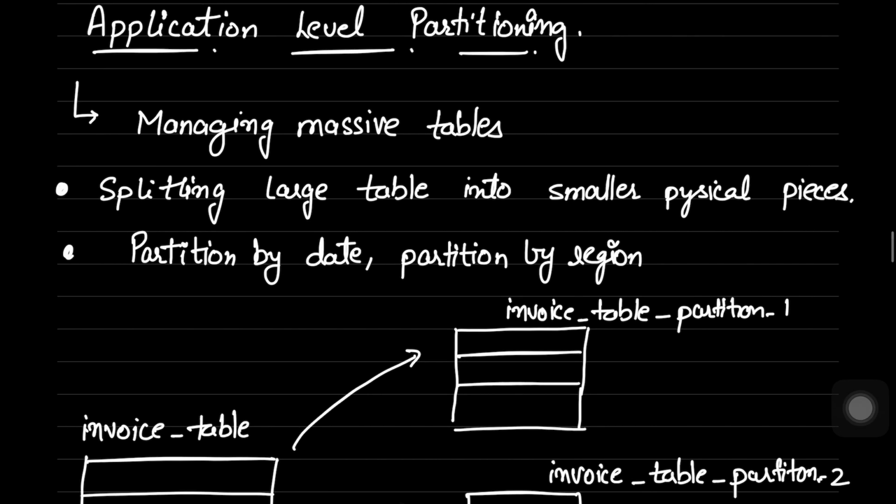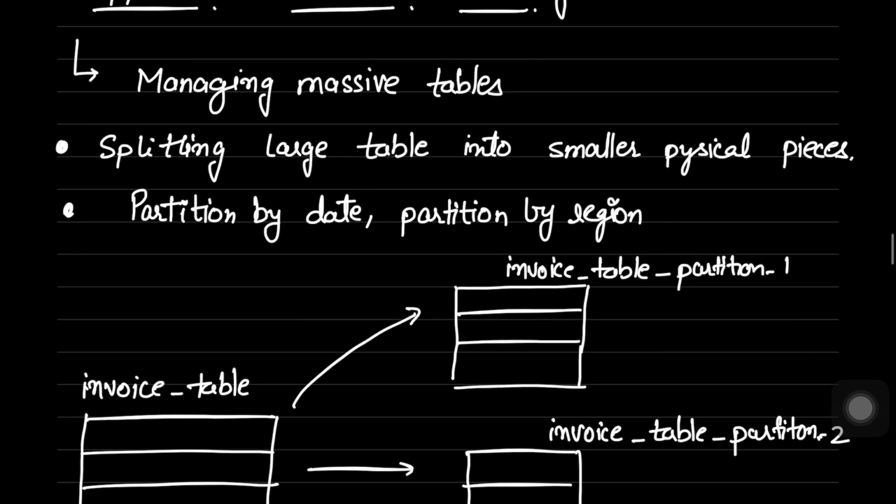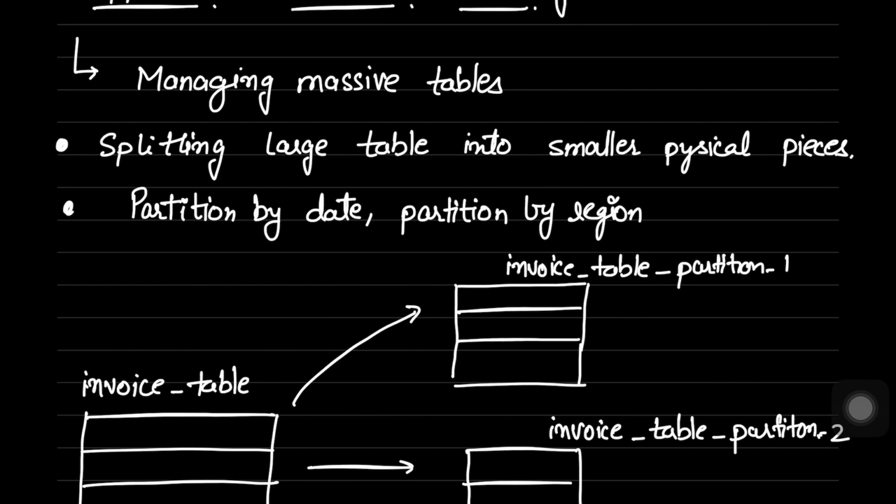And every time you query it has to scan a lot of data because the data size of the table is very high. So what you do is you split the large table into smaller physical pieces, because this will help your database to only scan a subset of data. We'll understand how, right?